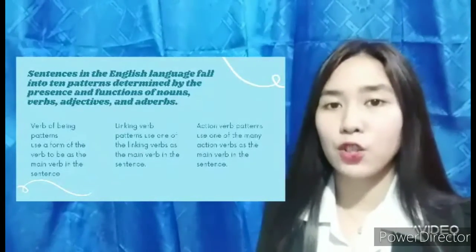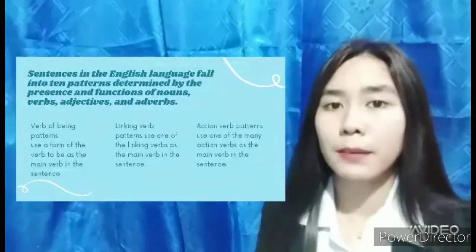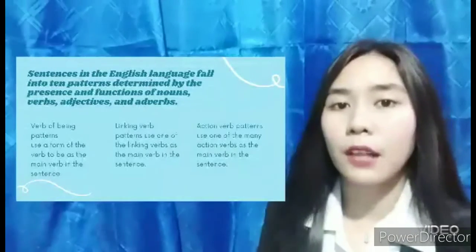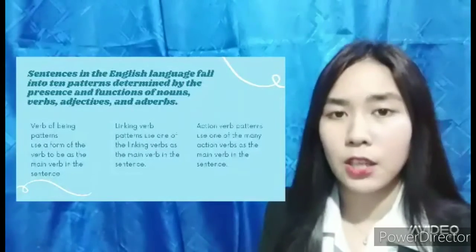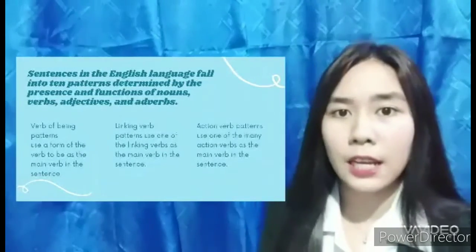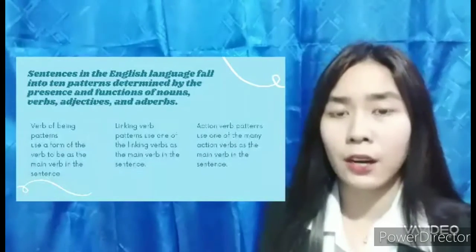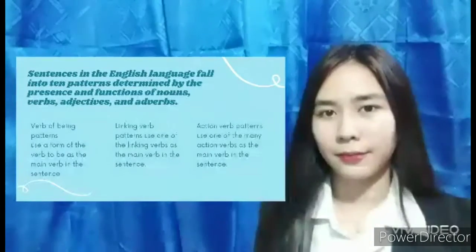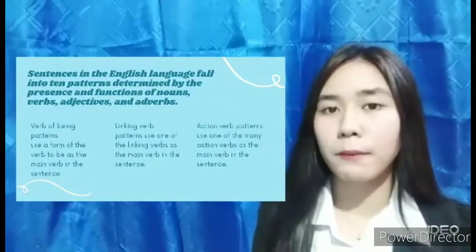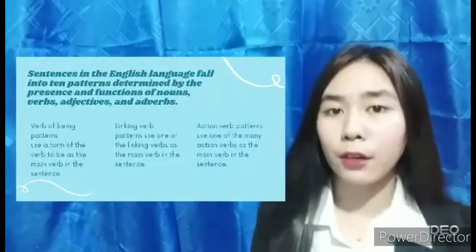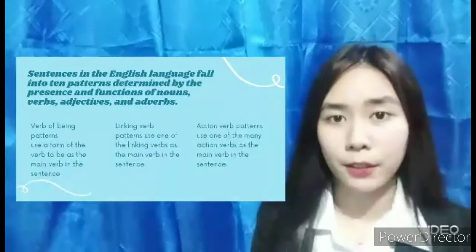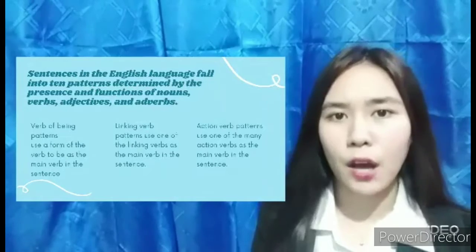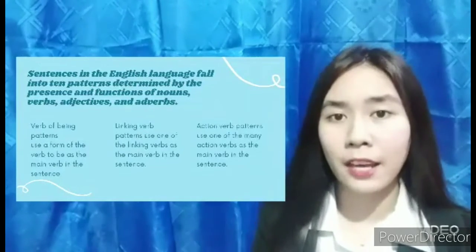Linking verb patterns use one of the linking verbs as the main verb in the sentence. The linking verb is followed by a noun or adjective to function as a subjective complement, such as smell, taste, feel, look, seem, become, appear, and grow. Action verb patterns use one of the many action verbs as the main verb in the sentence. The action verb may be intransitive or transitive. For example, see, buy, jump, embrace, imagine, think, plummet, etc.